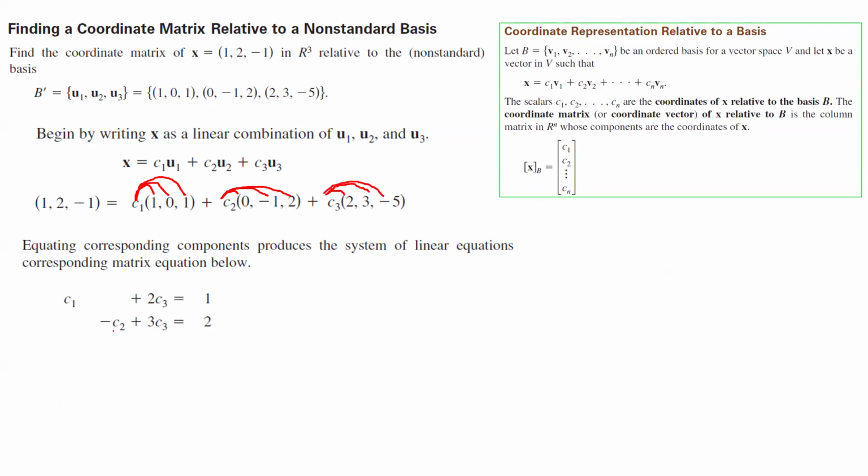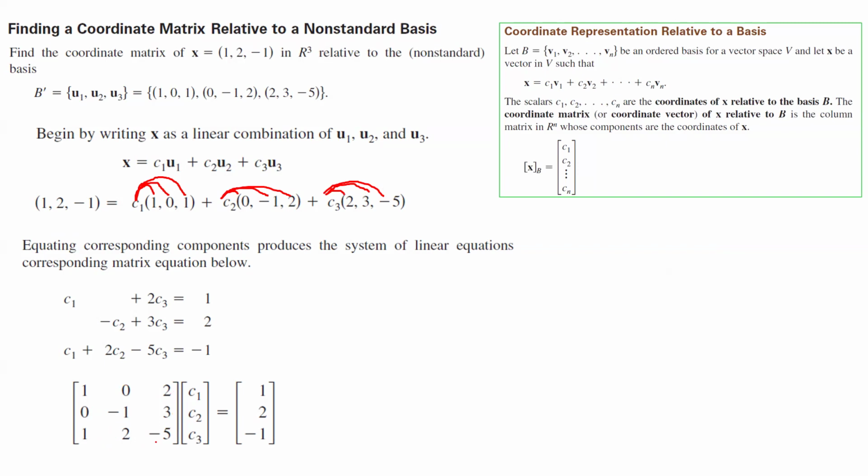For forming this system of linear equations in C1, C2, and C3, basically, you can form the matrix [1, 0, 2][C1] equals 1, [0, -1, 3][C2] equals 2, and [1, 2, -5][C3] equals -1. These are the coefficient matrix. Now, you can basically solve this.